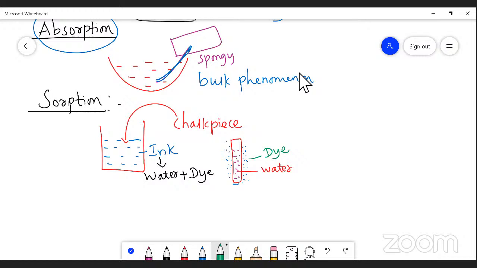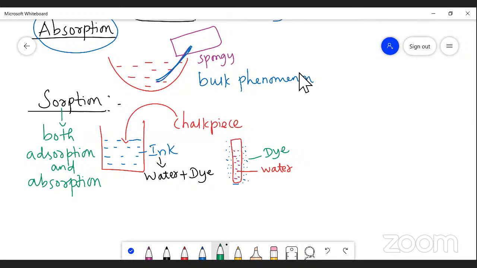Now I am giving a different idea, that is sorption. Sorption is nothing but both phenomena, adsorption and absorption. In a system where you find that adsorption is possible and absorption is possible, that is given a specific name, sorption. Here, the water molecule moving inside the bulk is called absorption, and the dye particle present over the surface is called adsorption. Both phenomena occur together, so this is given a different name, sorption.